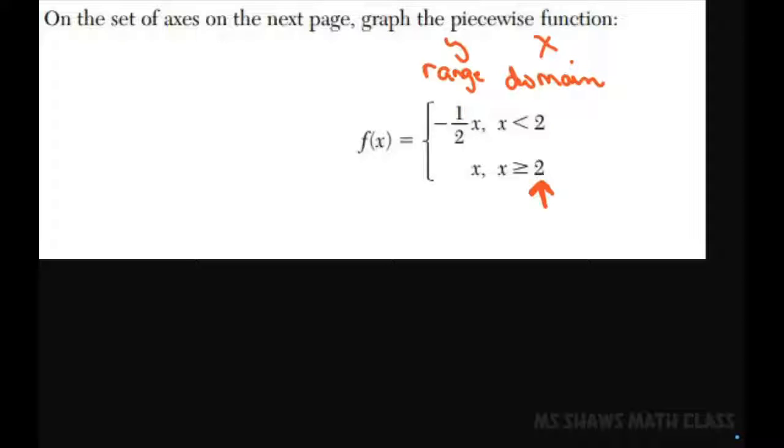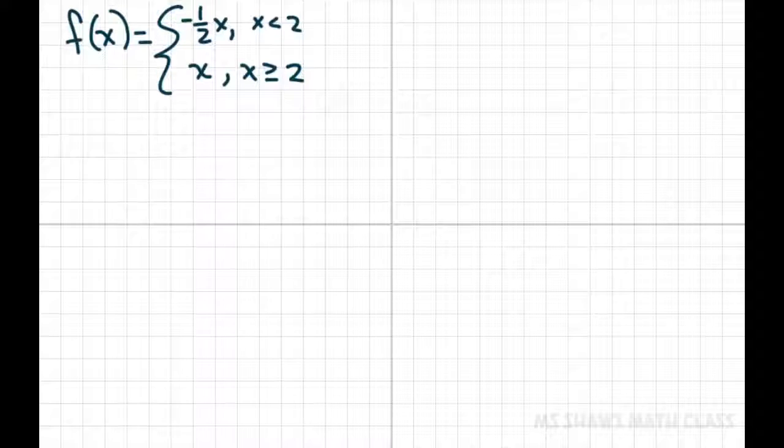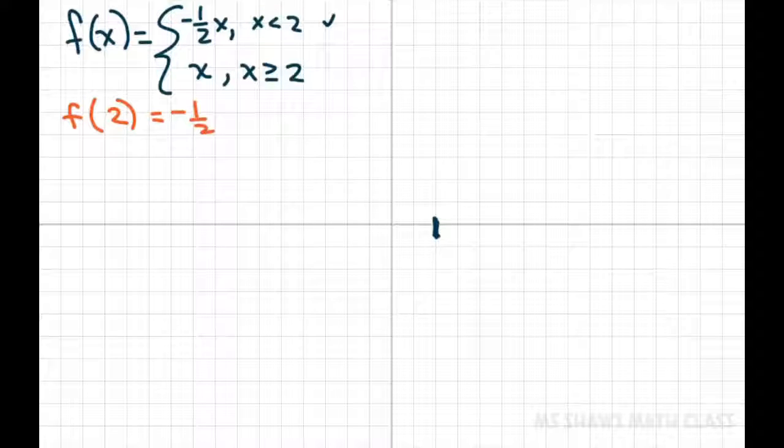So if we do a table of values, we would start with 2 in both of these cases. So let's graph this. Since they're both linear, if I start with the first one, I want all values less than 2. So I'm going to start with 2. Instead of doing a table, I'm just going to plug in f of 2 equals negative 1/2 times 2, which equals negative 1. So at f of 2, we're at negative 1.